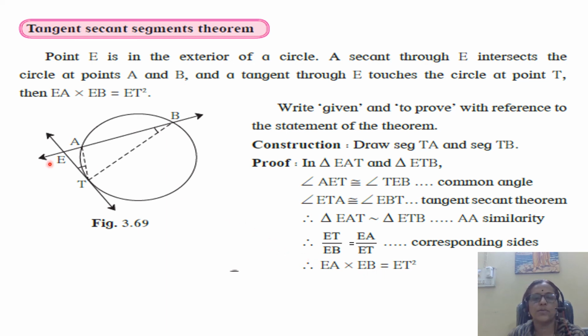So here you have triangles which are similar by the AA test. Angles in alternate segments are congruent, and angle E is common for both the triangles. So the two triangles are similar by the AA test, and therefore corresponding sides are in proportion. So you can cross multiply here. ET square is equal to EA into EB is the required result.